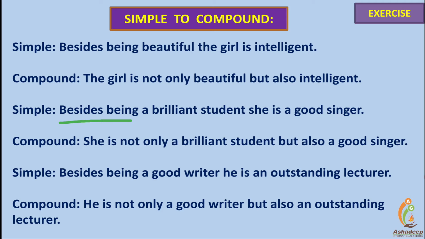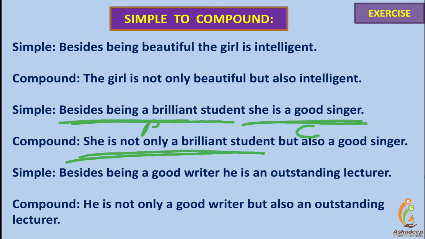Next one: Besides being a brilliant student, she is a good singer. Here, she is a good singer is a clause. Besides being a brilliant student is a phrase. Let us convert the phrase into a sentence. She is not only a brilliant student, but also a good singer. But also means she is also a good singer. So here there are two different parts, different sentences. They are neither dependent on each other and are connected with not only but also. Not only but also is the conjunction used to connect these two parts.